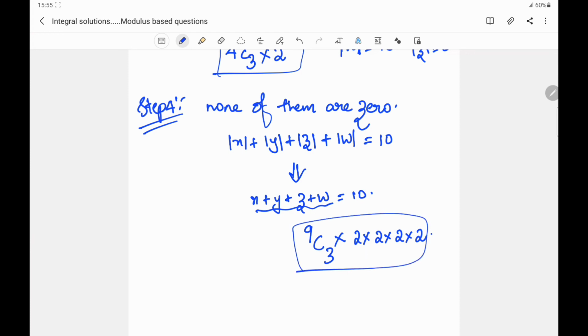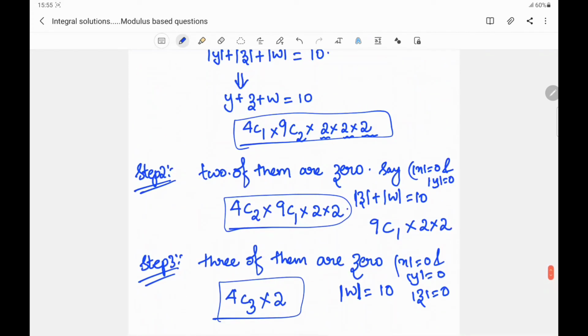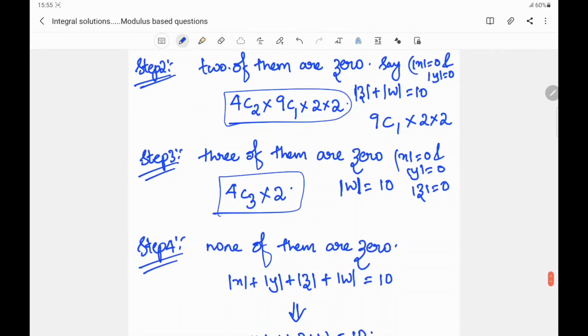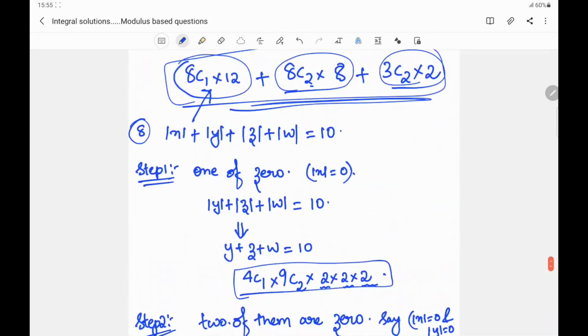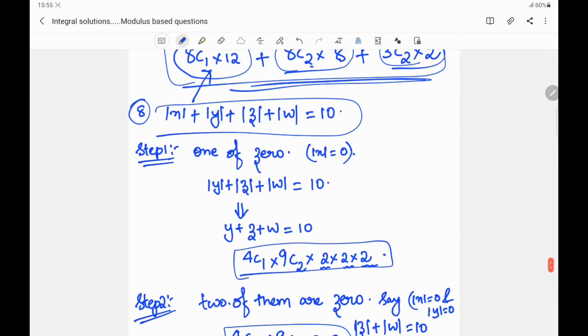Now add all these 4 things from each step, and this will give the total number of integral solutions to this equation.